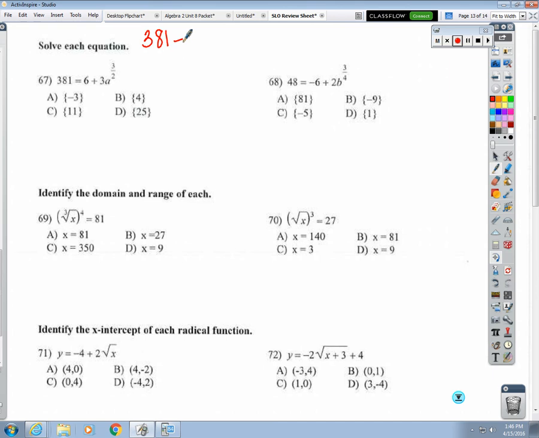Okay, 67. We have 381 equals 6 plus 3a raised to the 3 over 2. Obviously, we're trying to solve for a. So, yes, you could just plug in each of the 4 choices in a until you found the one that equaled 381. Or you could solve using algebra. How would we start that process? Right? Okay, what is 381 minus 6? Right? Now that equals 3a raised to the 3 halves. What do you do now? Divide by 3. So now we have something equals a to the 3 halves.